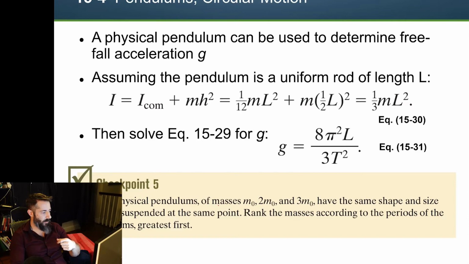Checkpoint: 3 physical pendulums of masses m naught, twice the mass, 3 times the mass. They have the same shape, size, whatever. So basically different densities. They would be made of different materials if you made this in real life. They're suspended at the same point. Rank the masses according to the periods of the pendulum's, greatest first.